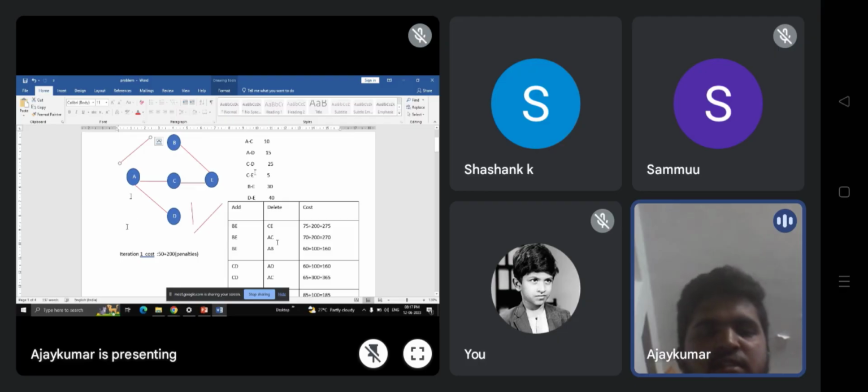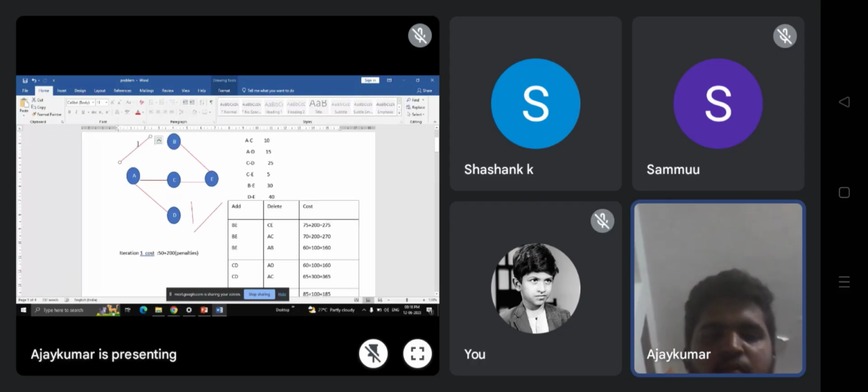We have only one restricted edge. Among these three edges, we have only one edge, that is AD. If we have AD, AB and CD all three together, then it will be a 200 penalty. In this solution there is no such case, so there is a 100 penalty. Total cost is 160. This is one step.